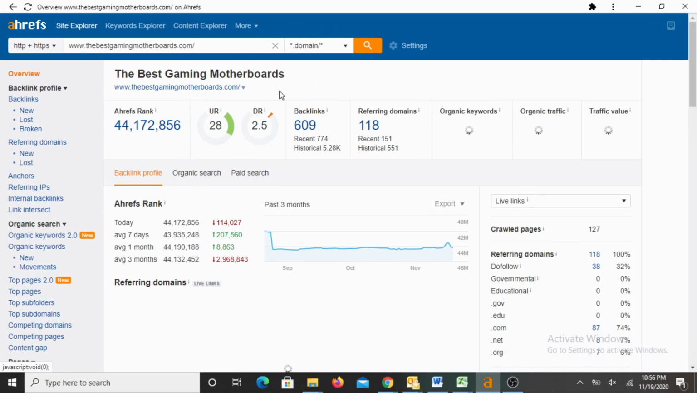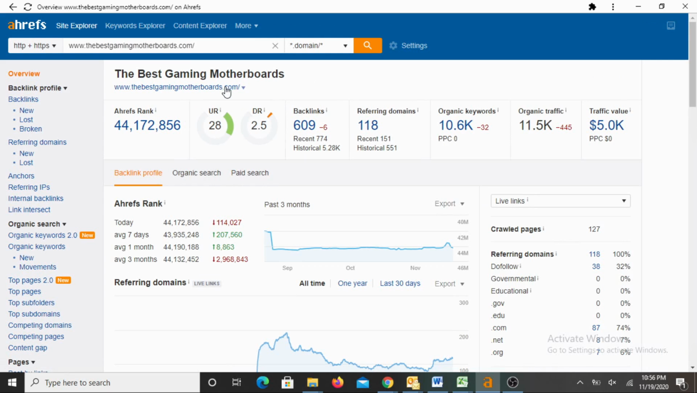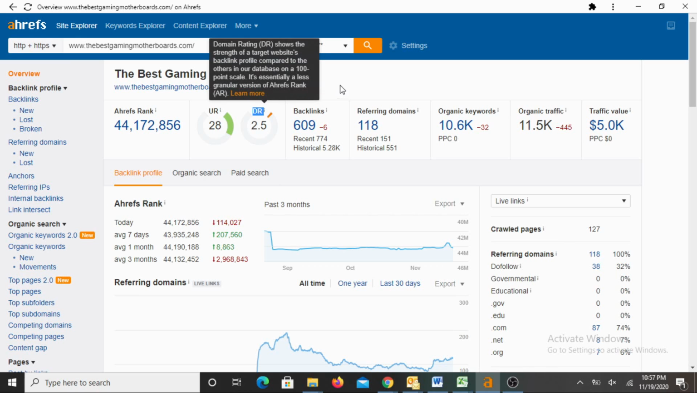The one important attribute that I normally look for whenever I validate any of these reference sites is domain rating, DR. You can see a label DR. DR stands for domain rating.